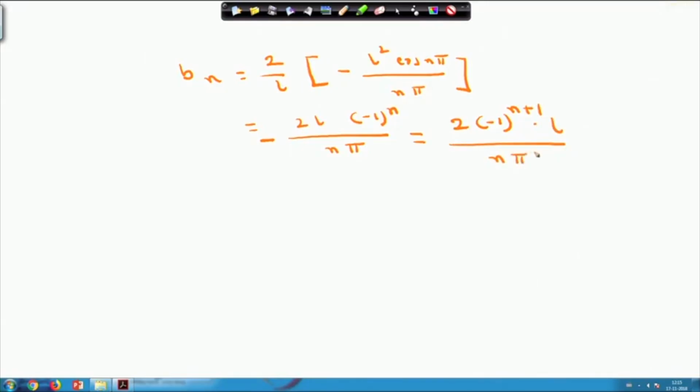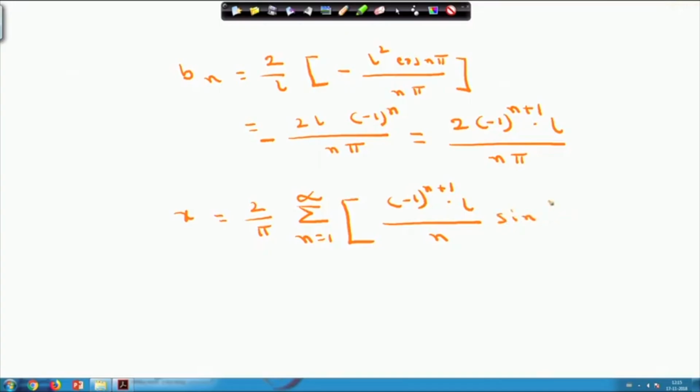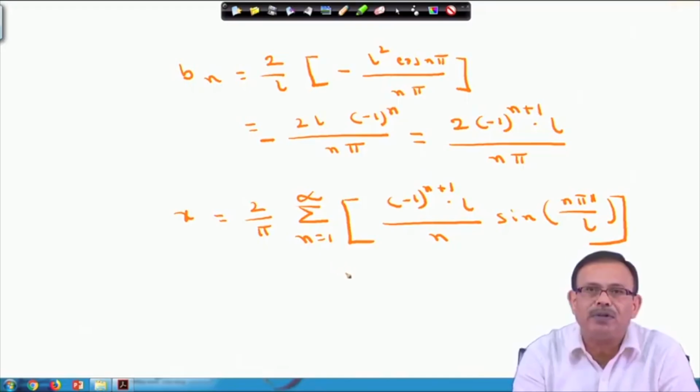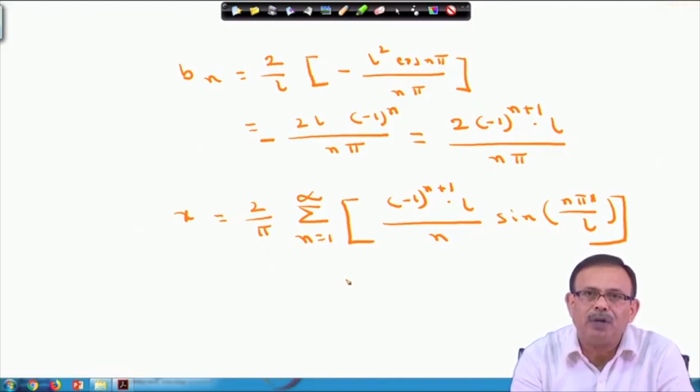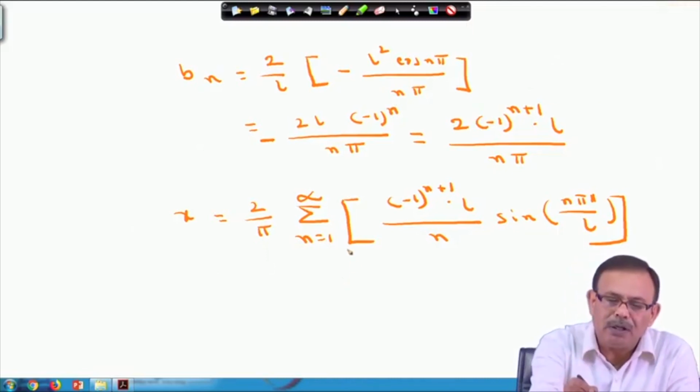by n pi. So, the Fourier series of the function f(x) I can define as 2 by pi summation n equals 1 to infinity minus 1 to the power n plus 1 into L by n into sine of n pi x by L. So, the Fourier series of the function f(x) equals x, which is an odd function, equals 2 by pi summation n equals 1 to infinity minus 1 to the power n plus 1 into L by n into sine n pi x by L.